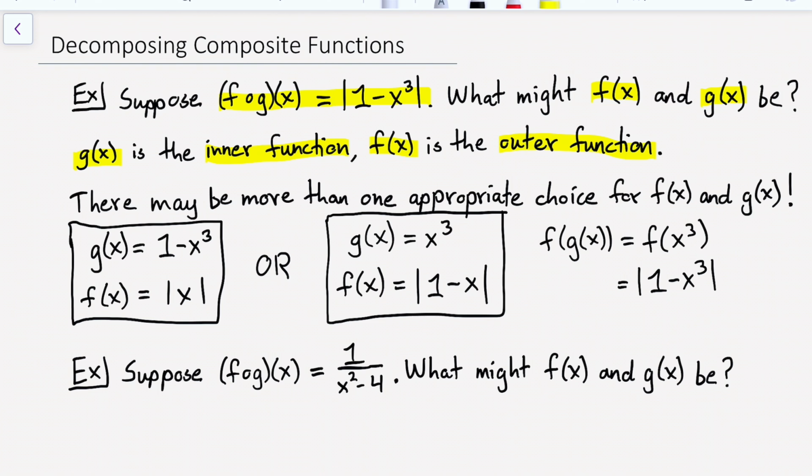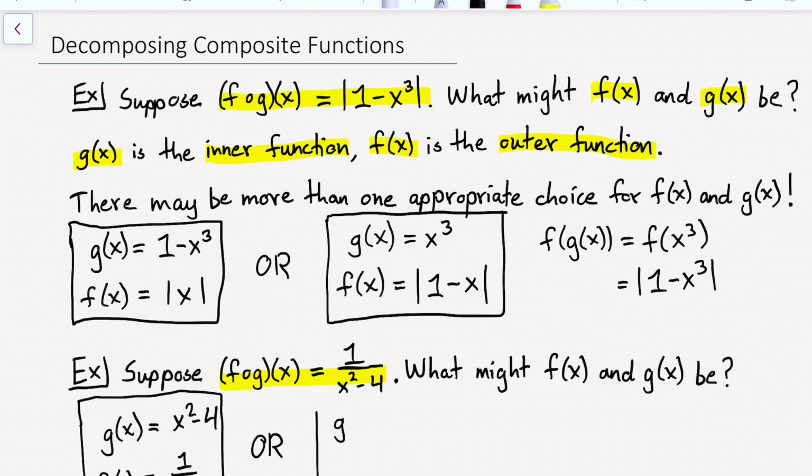Let's consider one final example. Suppose f composed with g of x is 1 over x squared minus 4. Again, if you're trying to name inside and outside functions, there's more than one logical choice here. So one choice would be to say g of x equals x squared minus 4. That's in the denominator of the larger function. If we make that choice for g of x, then f of x is equivalent to 1 over x. So here's one possible answer.